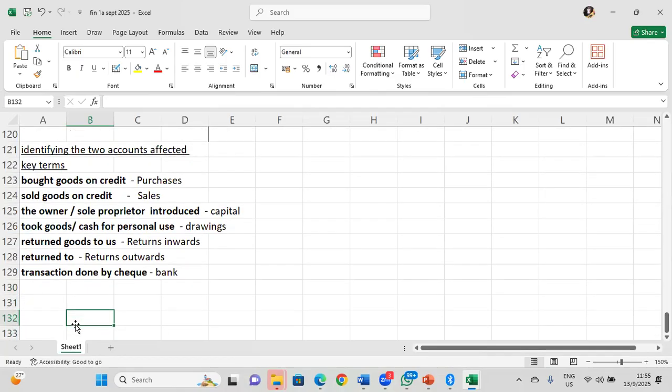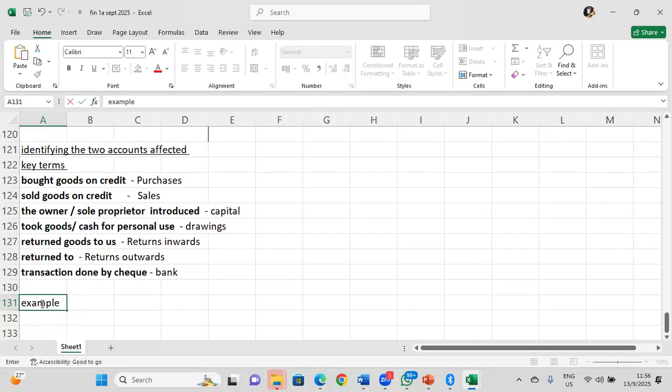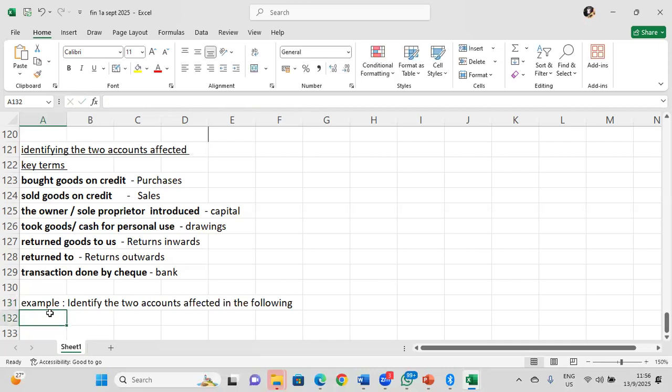Then we also have what we call the pairs. Again, I think we'll use that when determining which one is to debit and which one is to credit. So let's have an example. Identify the two accounts affected in the following.